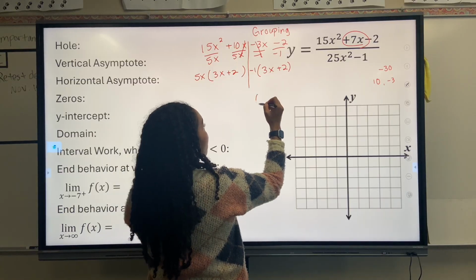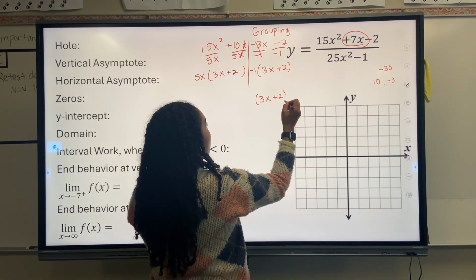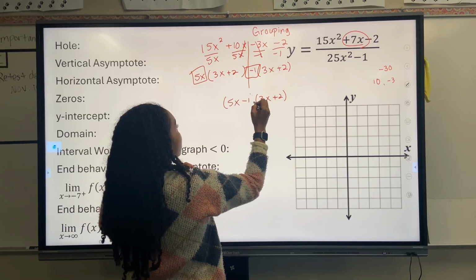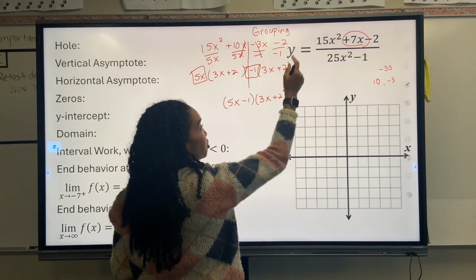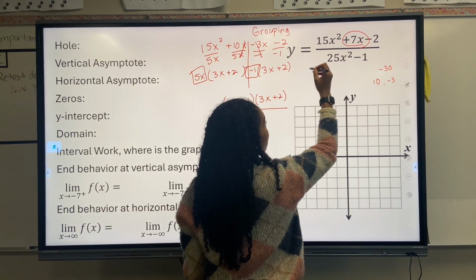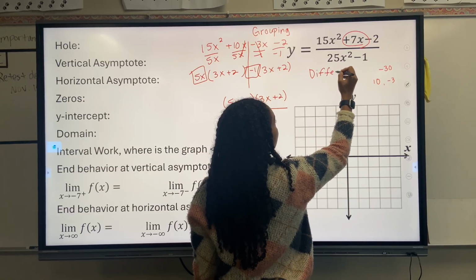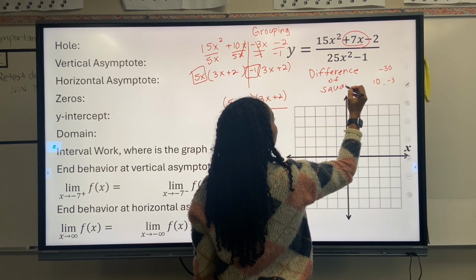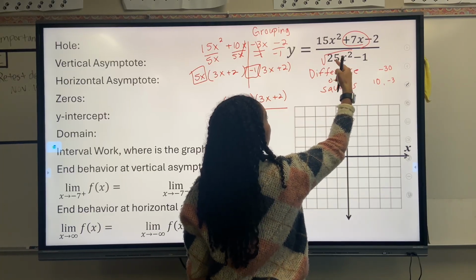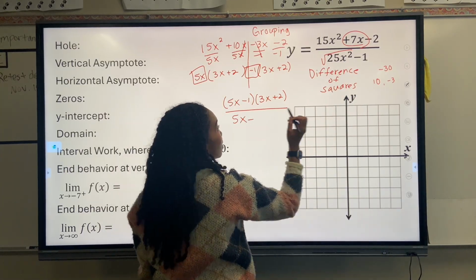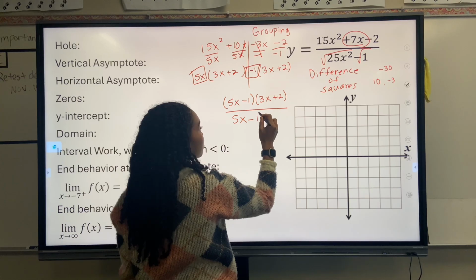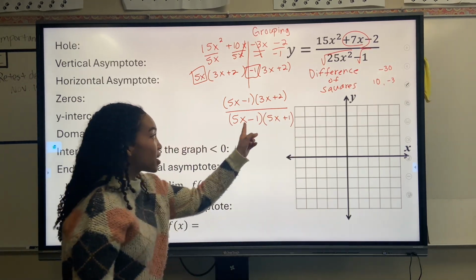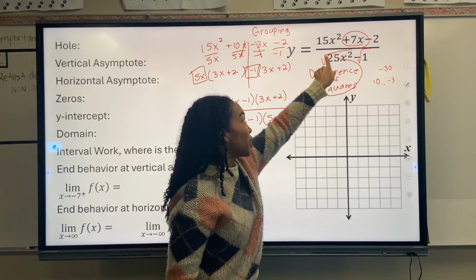Whatever matches, that's one of my factors. And what's on the outside is my other factor. So that's how you factor the numerator. The denominator is called a difference of squares, okay? The square root of this is 5x. The square root of this is 1. And you'll also have 5x plus 1. So that is how you factor a difference of squares, okay?